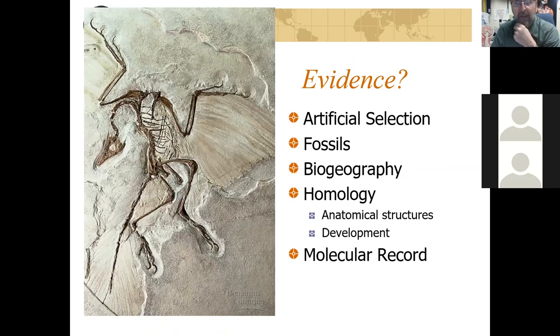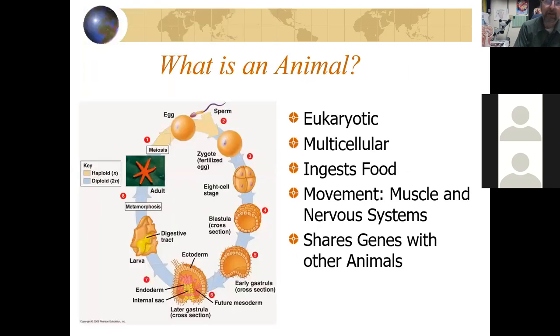It also explained the biogeography, the distribution of plants and animals across the world, that they spread, and then those populations that are far apart are going to become different, and they'll develop into different species. And then likewise, the homologies in development and anatomy can be explained this way. And also the molecules, when we started looking at the molecules, we can track how close these organisms are.